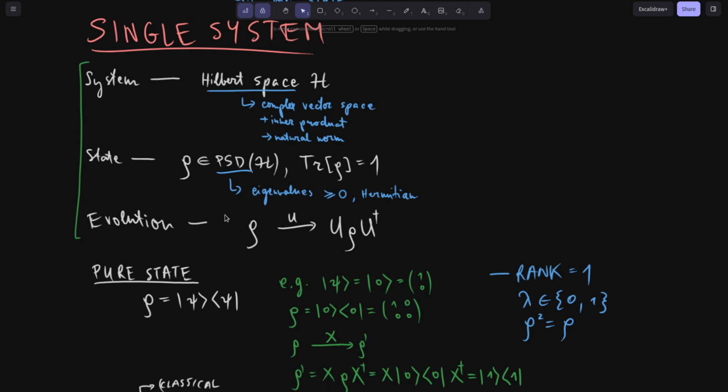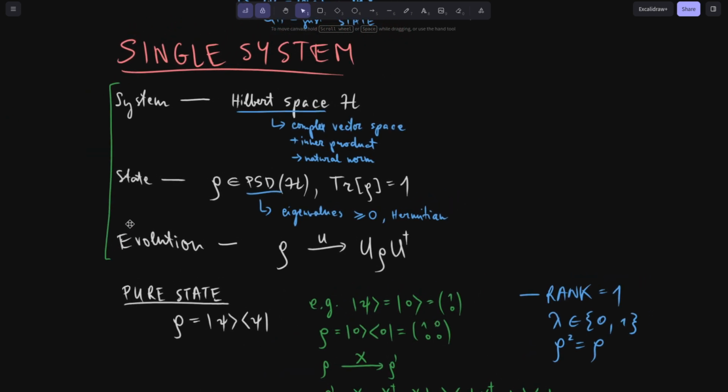And the trace is 1. And for evolution, the last time we just applied the matrix U. This time we have to apply the matrix from both sides, because as you can see in this example with a pure state, we have the vector from both sides, so we have to apply also the matrix from both sides. But now let's talk in general about some linear algebra.